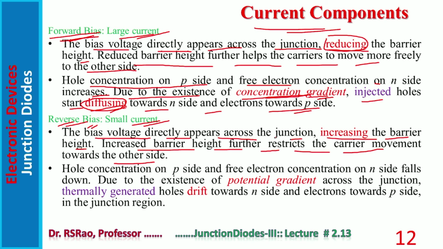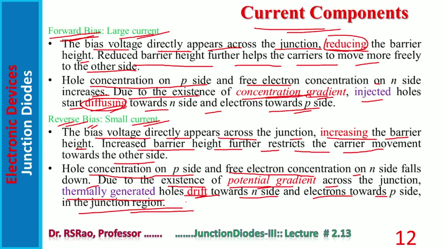When barrier height becomes large, current further gets restricted. Hole concentration on P side and free electron concentration on N side fall down due to the existence of potential gradient across the junction. However, thermally generated holes drift towards N side and electrons towards P side in the junction region. Under reverse biased conditions, small current flows.